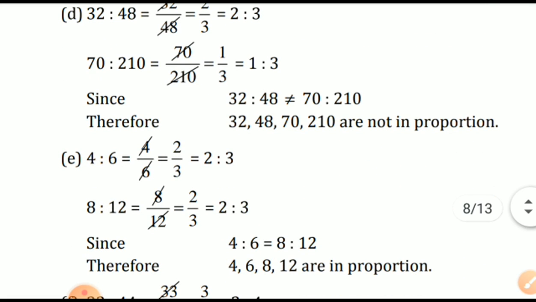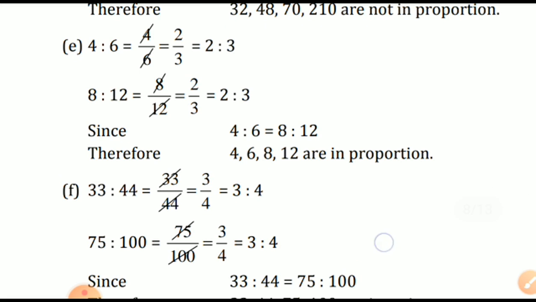Last one, see beta, 4 is to 6 and 8 is to 12. By reducing the forms, 2 is to 3 and the second is also 2 is to 3, that gives us 2 upon 3. Since 4 is to 6 is equal to 8 is to 12, therefore 4 is to 6 and 8 is to 12 are equal. That means they are in proportion.